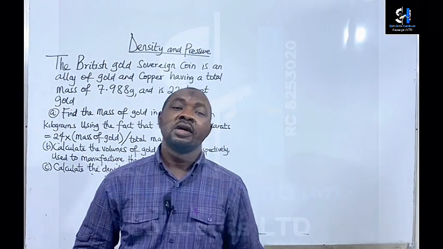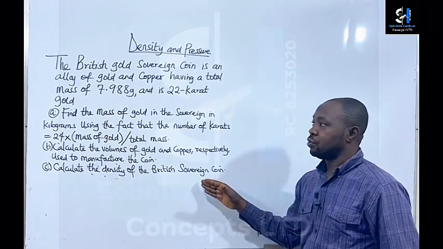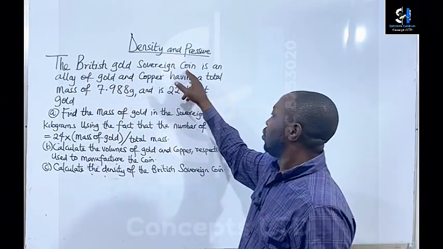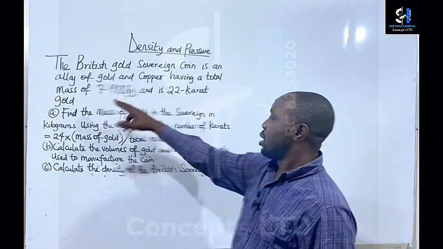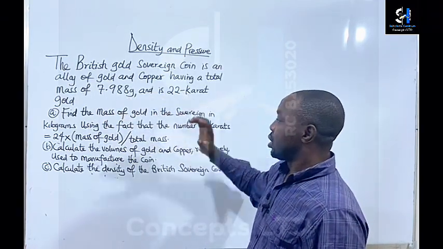Hello viewers, in this class, I'll be providing a solution to this question on the board. The question reads: the British gold sovereign coin is an alloy of gold and copper having a total mass of 7.988 grams and is 22 karat gold.